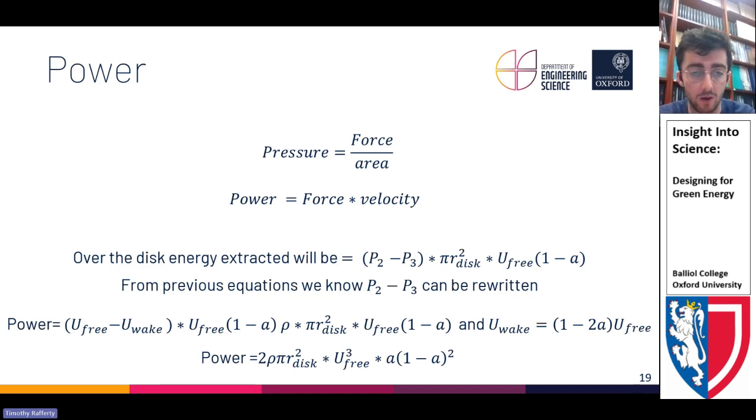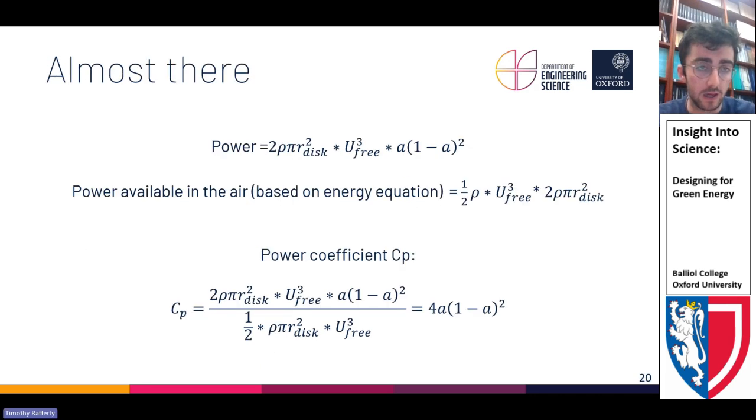But you can see that the power comes out. And maybe this is something you can derive later, but you can show that this just simplifies down. So we're almost there. So that power, there we go at the top. And the power that's just available in the air, based on this kind of energy equation, is just a half rho u cubed free. So the free velocity cubed times 2. So this is just how much was available in the air.